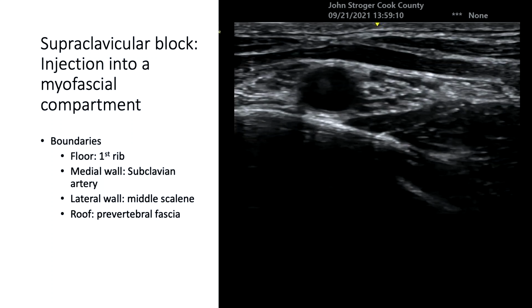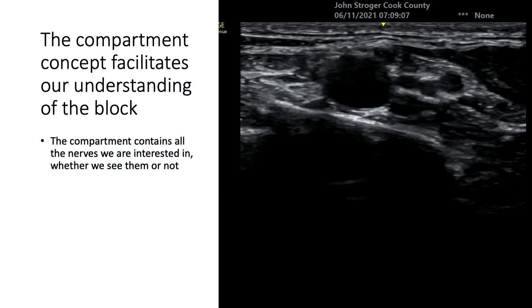The two most important would be the medial wall, which is the artery, and the inferior wall, the floor, which is the first rib. If you have those two, you can still work very well, because you will go to the corner between these two structures, what has been called the corner pocket. So the compartment has different shapes dependent on how the middle scalene inserts on the first rib.